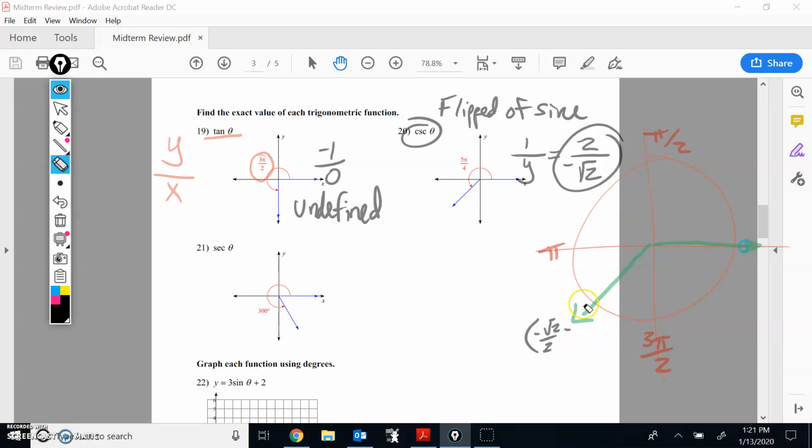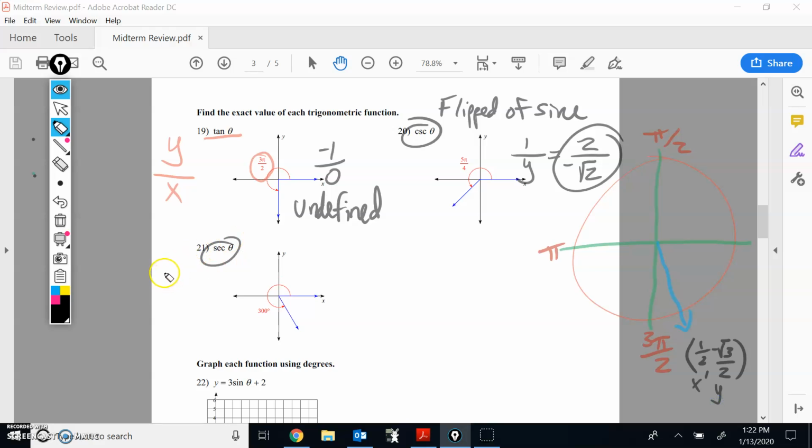Let's look at the secant of 300. 300 is like right here. Oops. Let me redraw that line. 300's about right here. And the ordered pair on the table in the unit circle is 1/2, comma, negative square root 3 over 2. So we have our x and our y.